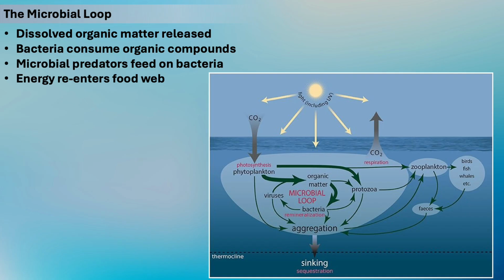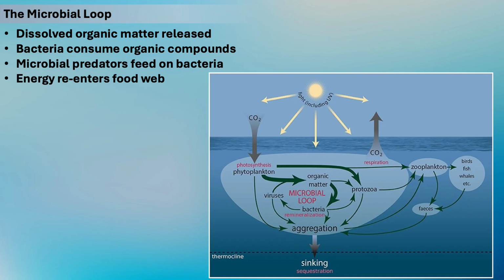These bacteria are then consumed by microzooplankton, such as small flagellates and ciliates. These microbial predators feed on bacteria and incorporate that energy into their own biomass. From there, energy can be transferred to larger zooplankton and eventually to higher trophic levels, reconnecting this recycled pathway to the broader marine food web.